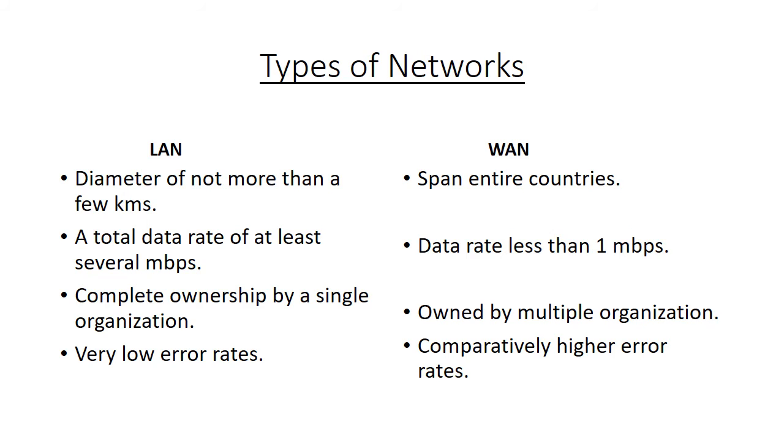Now how to differentiate between LAN and WAN, local area network and wide area network. In the case of local area network, the diameter is not more than a few kilometers. That means the LAN can spread not more than a few kilometers. But in the case of WAN, it spans entire countries. Now in the case of LAN, a total data rate of at least several Mbps. But in the case of WAN, the data rate is less than 1 Mbps.